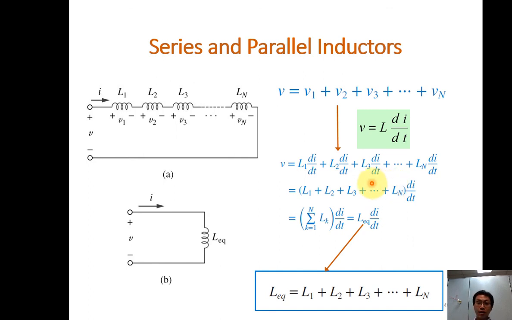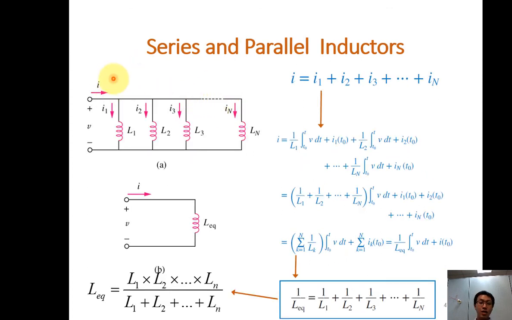What about series and parallel inductors? Just now we talked about series and parallel capacitors. Series and parallel inductors are analogous to resistors. Let's say L1, L2, up to Ln are connected in series, and we have a V. The total voltage is distributed to V1, V2, V3, and Vn. I sum them together, and I know that V equals L di/dt. Putting it all together, my equivalent L equals L1 plus L2 plus L3 until Ln.